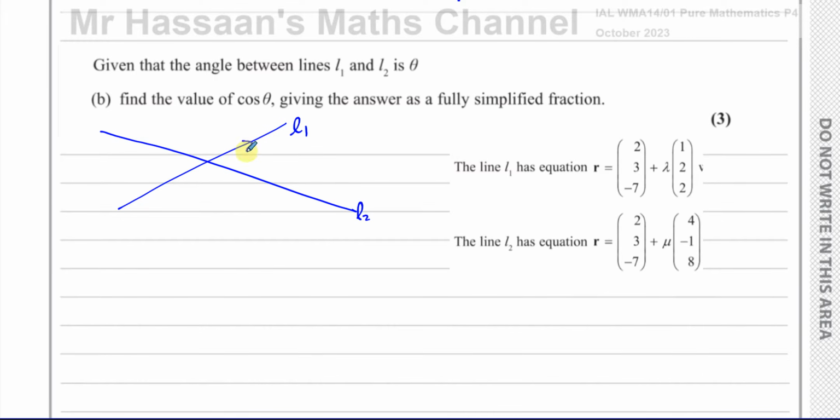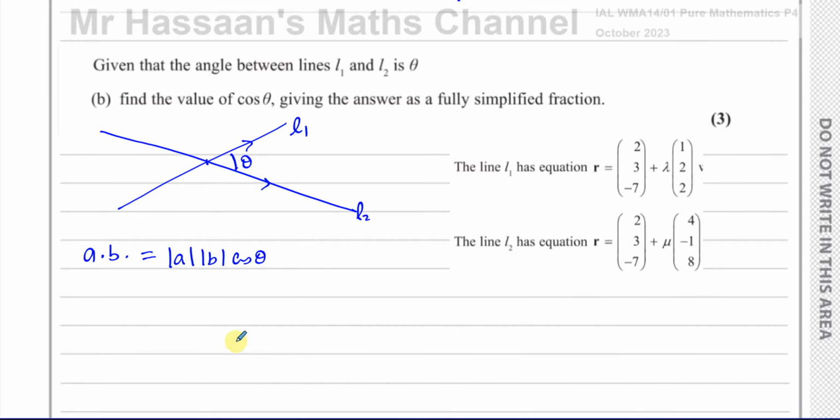Okay, so line 1 is going like this, say line 2 is going like that. This is the angle between those 2 vectors. And what we should know, or we should have understood, is that the dot product between two vectors is equal to the product of their magnitudes times the cosine of the angle between them when they are placed tail to tail. So if you want to find the value of cosine theta, we have to use this formula.